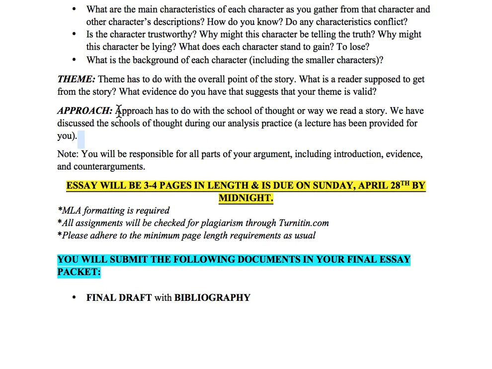If you look at an approach, you're looking at one of the schools of thought, a way that you read the story. So you could read it through a feminist lens, you could read it through a historical lens, you could read it through a new critical lens. There's a lot of different ways that you can read a story. And then you can kind of apply that learning to your analysis.